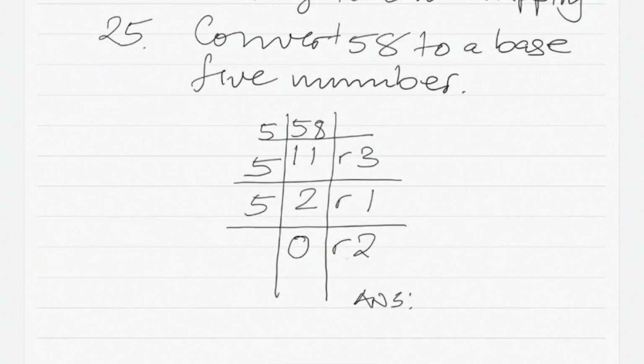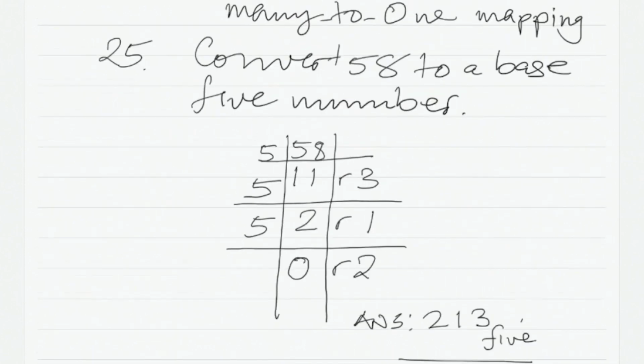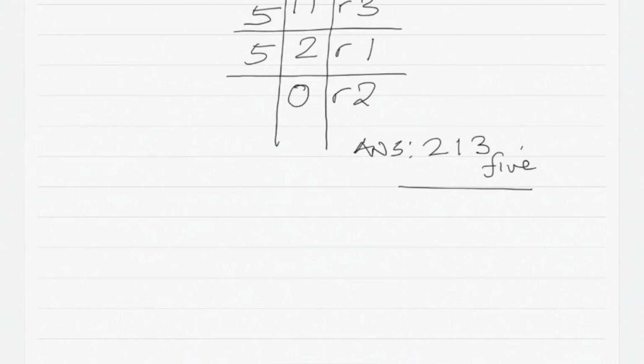So when writing the answer, we begin from the bottom going upwards. So we have 2, 1, 3, base 5. We have converted 58 to a base 5. When we get this answer, we can also prove if our answer is correct by trying to change it back to base 10 again. So we can do like that.